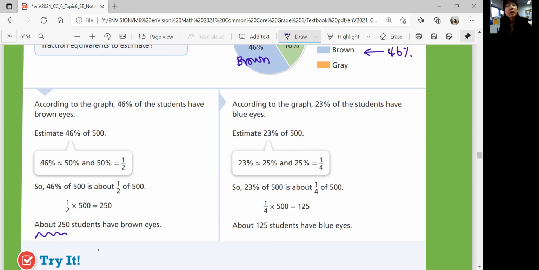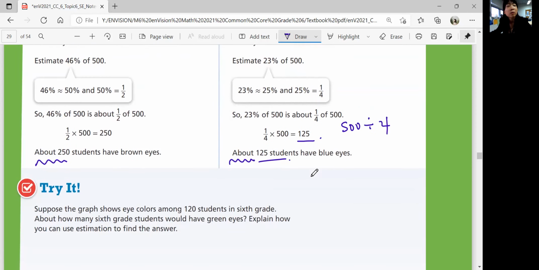Okay, estimate 23%. You can estimate 23 to 25%. 25 is 1/4 in fraction. So you can divide 500 by 4 to get 125. Okay, and so you have about 125 students that have blue eyes. So you can estimate in example 1.